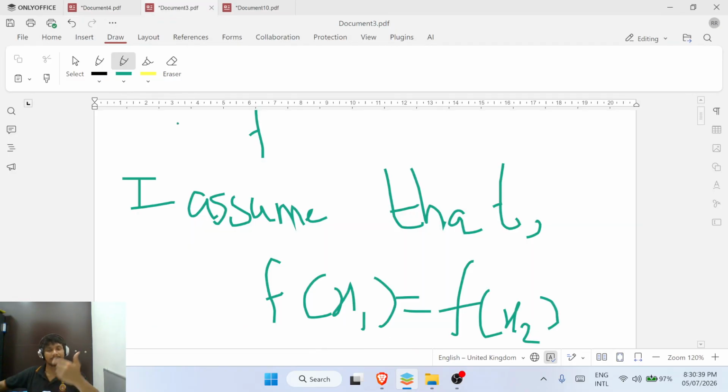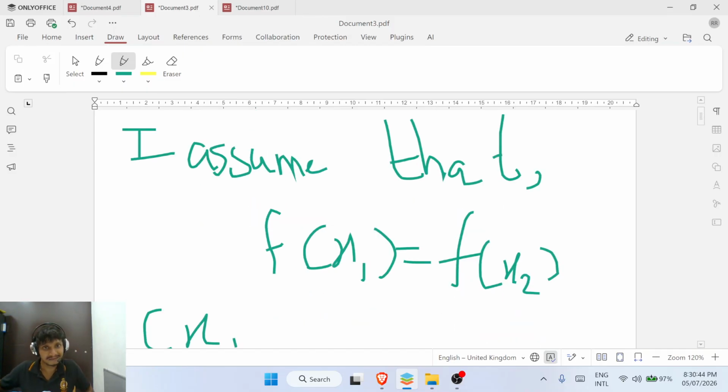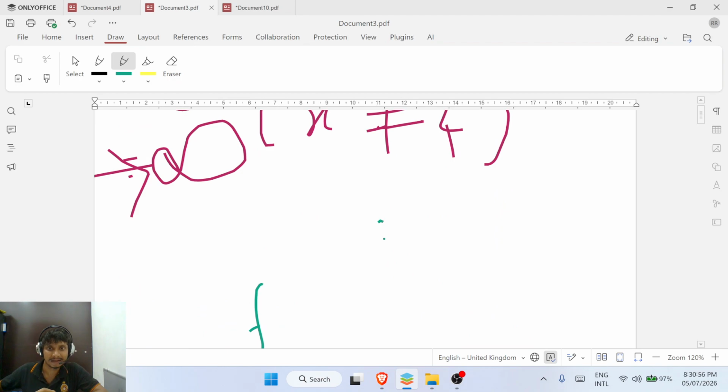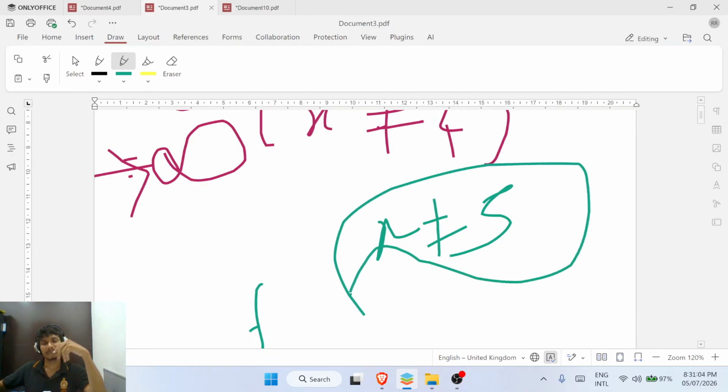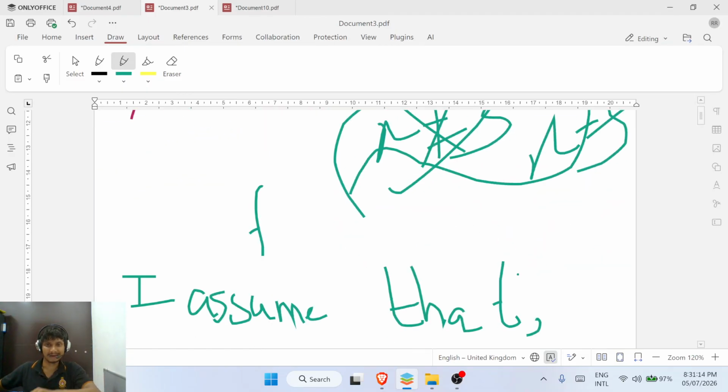But here we assume that f of x1 is equal to f of x2. We mostly call this proof by contradiction. Sometimes they will ask us to prove that x is equal to 5, but we take x as not equal to 5, and in the end we will find a contradiction. Therefore, our assumption is wrong. Therefore, x is equal to 5. That is why.